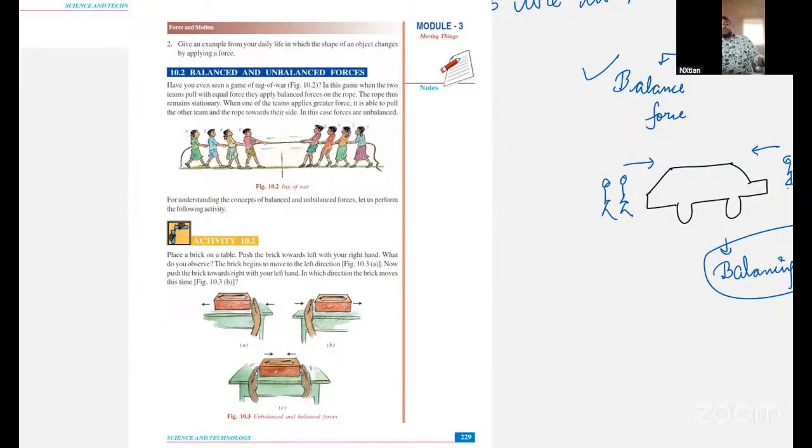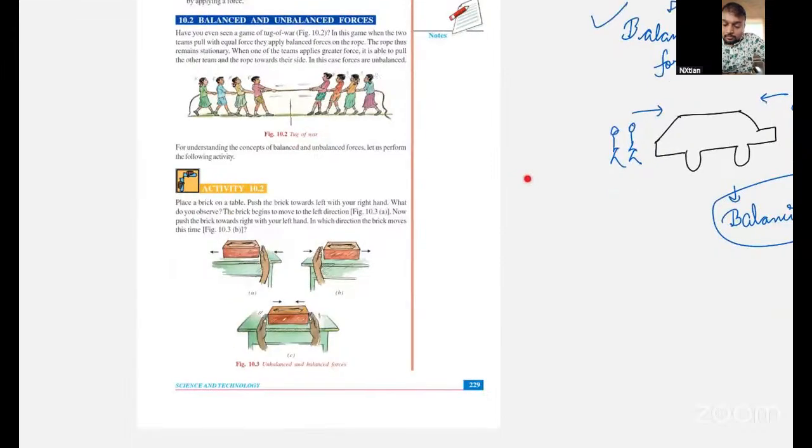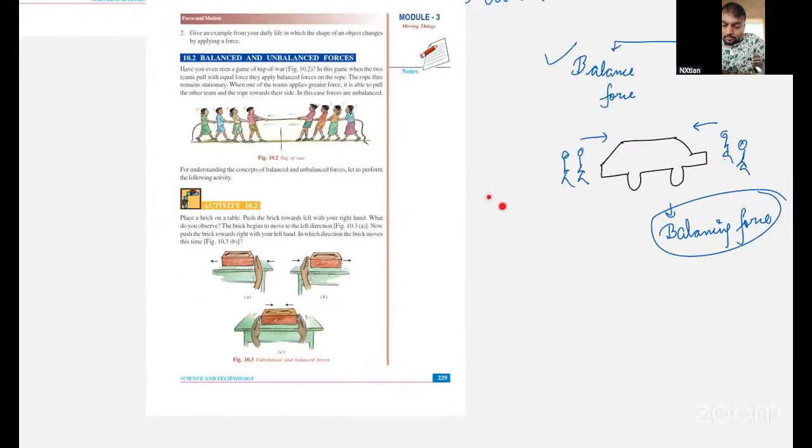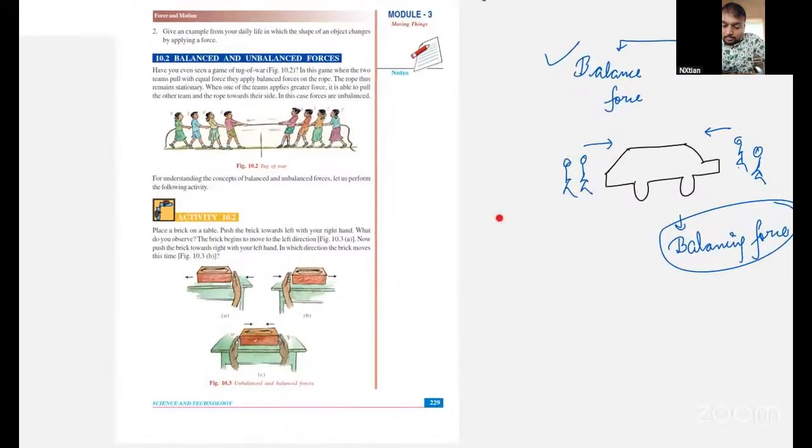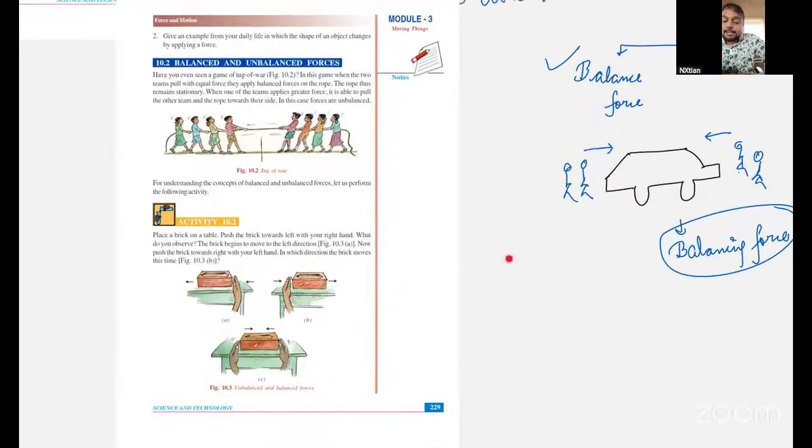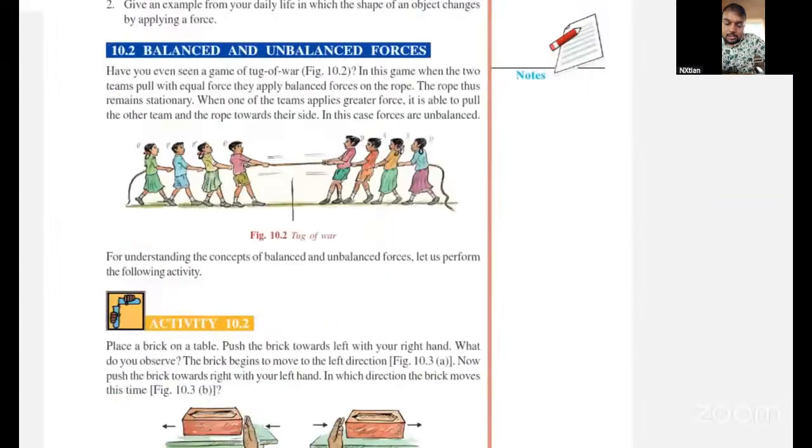I understand what balanced and unbalanced force are, but when you have a 2 mark question, each 1 mark, how do I write it in a sentence? It's definitely there in the book. We'll read it and then you will get it. I'll tell you what to mark. Okay, Joshua, can you read this from here? This one.